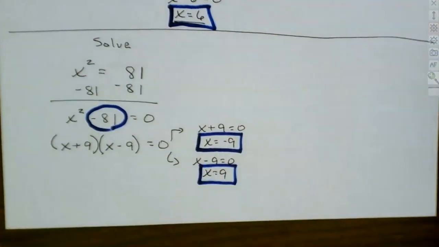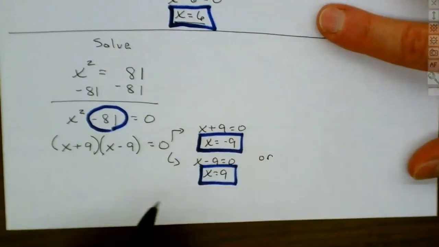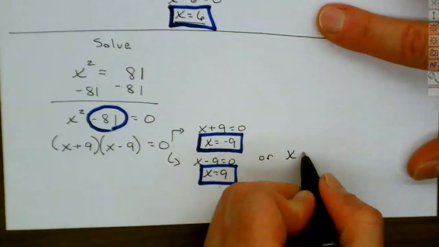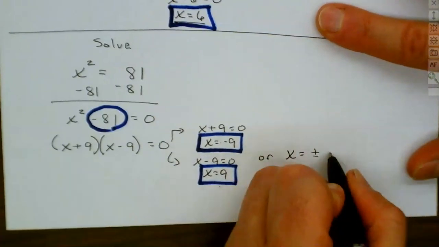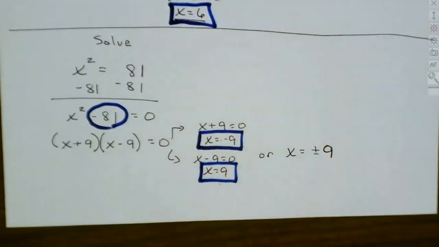When you go on to college algebra, you can also write it like this. So you could bring it out as two separate solutions, or in college algebra, a lot of times they'll write it as plus or minus 9. So if you see that in college algebra, that just means that you have a 9 and a negative 9 for the solutions. And that's what we use a lot of times in college algebra, is that plus or minus. Let's do another one.